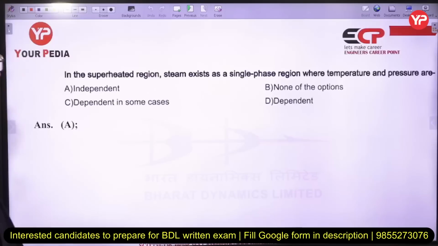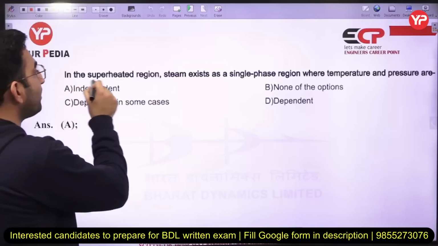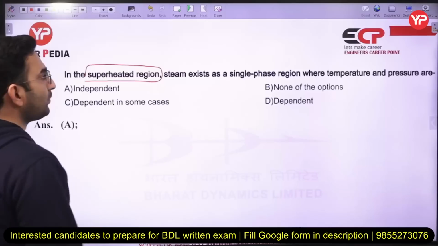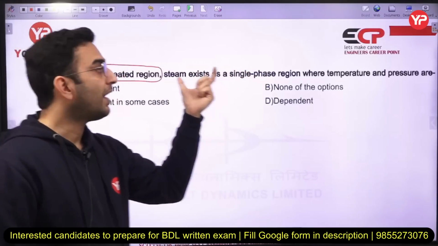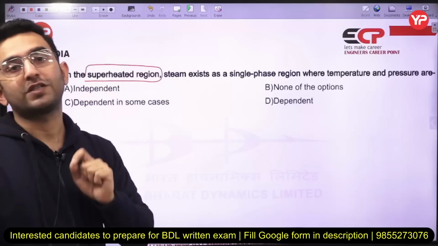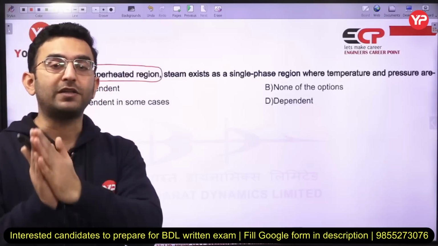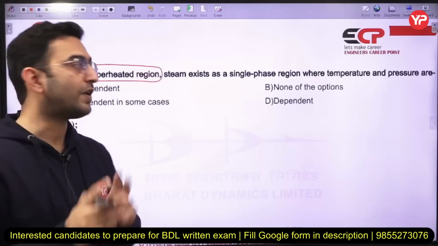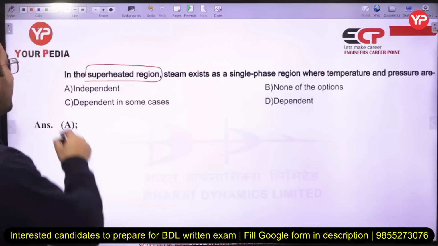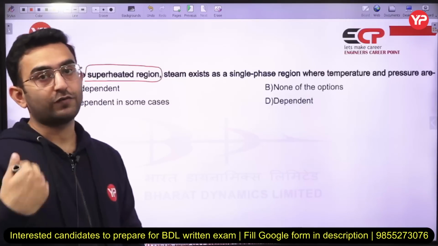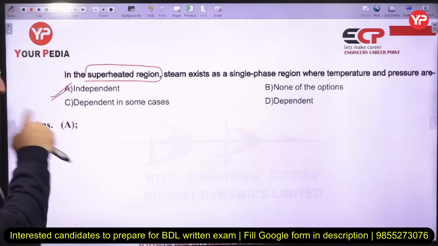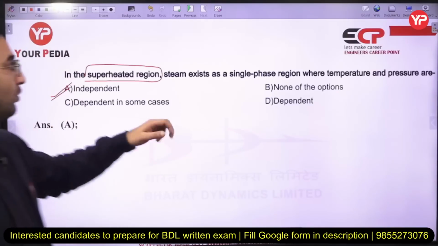Next part, in the superheated region the steam exists as a single phase region where the temperature and pressure are... See, when we talk about this superheated region, the corresponding steam exists as a single phase. Here we have a simple vapor phase, and there if you want to define the particular state of a steam, you have to define the independent temperature as well as the pressure of the system here. So we can say the temperature and pressure both are independent in the case of a single phase region, whether we are talking about the liquid state or the vapor state. So this will be the option number A of this question here.